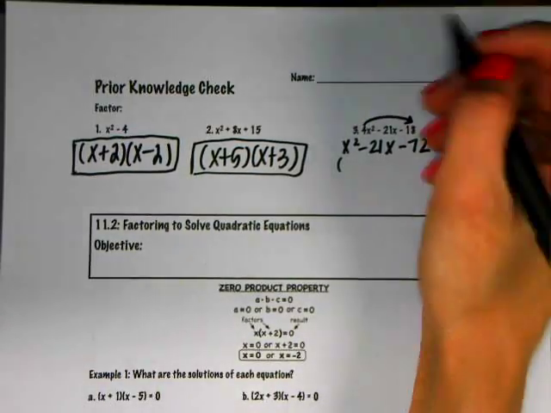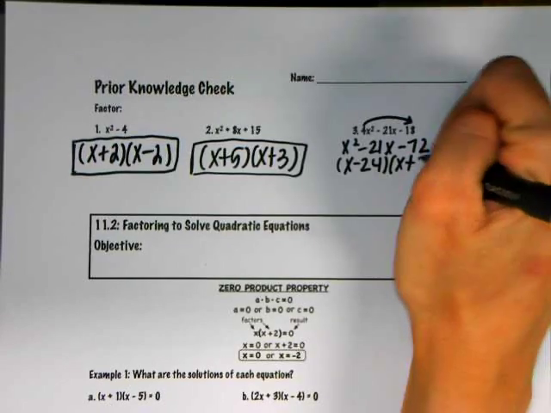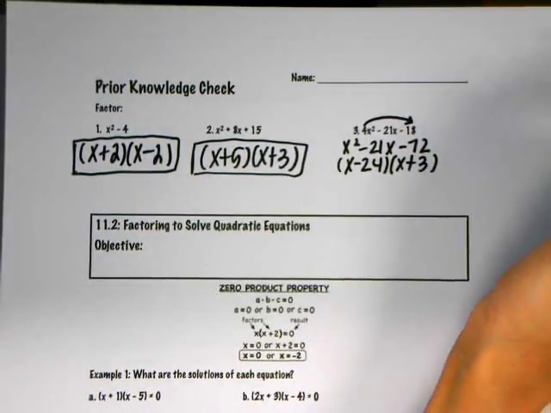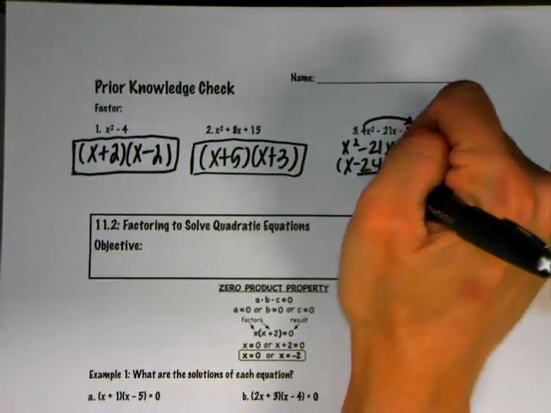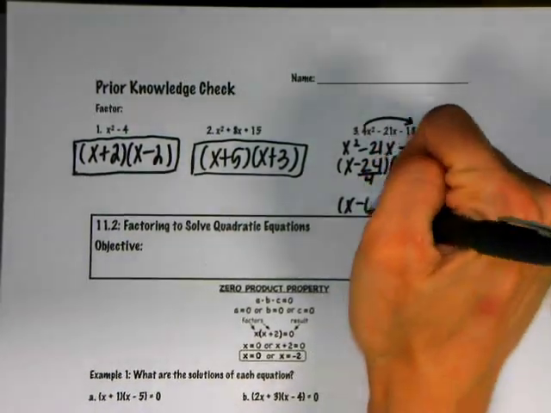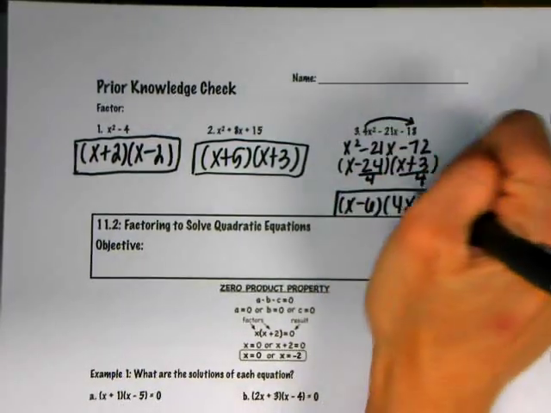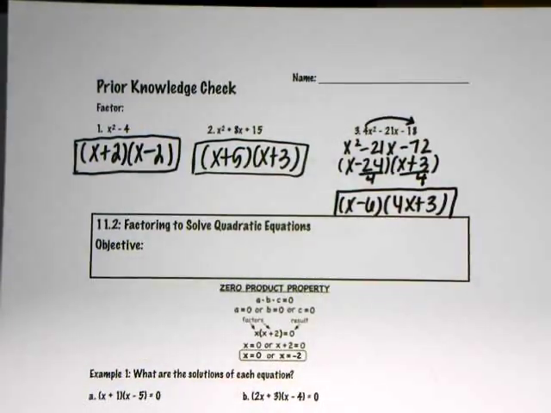Yes, except reverse it. So negative 24 and positive 3 for the negative 21. Okay, and then what? Divide them by 4. Divided by 4. Okay, so that's going to be x minus 6 for x plus 3. Any questions?